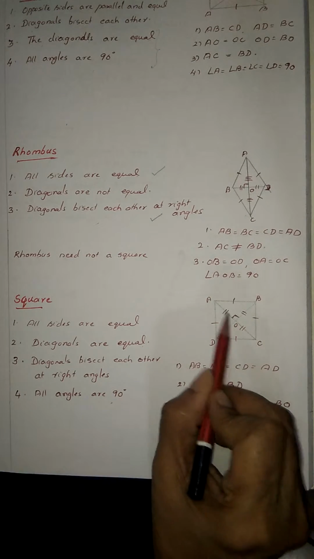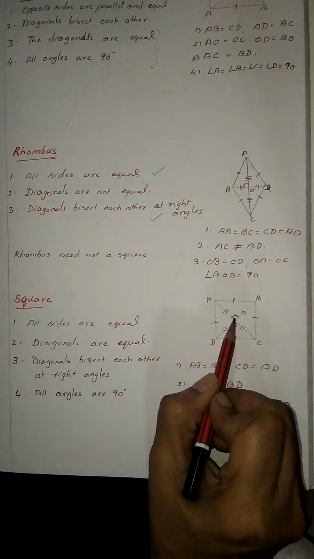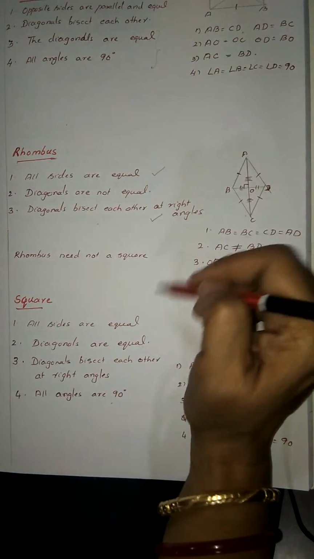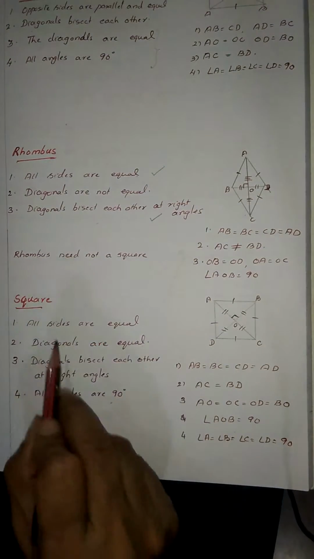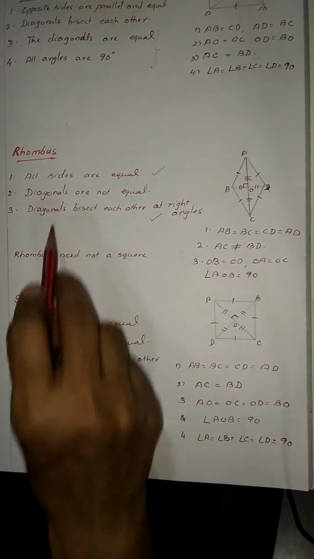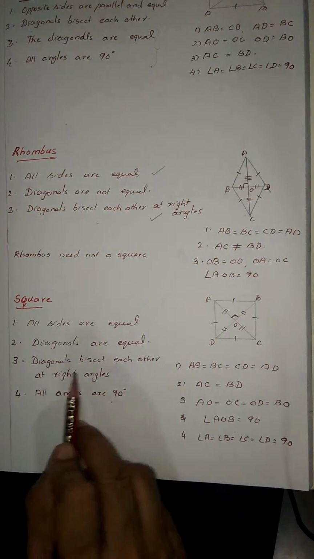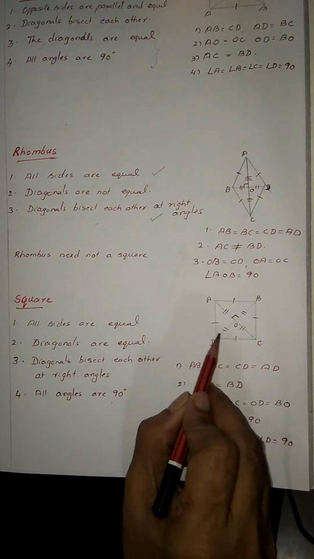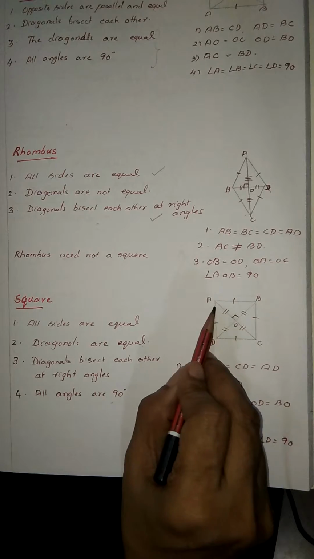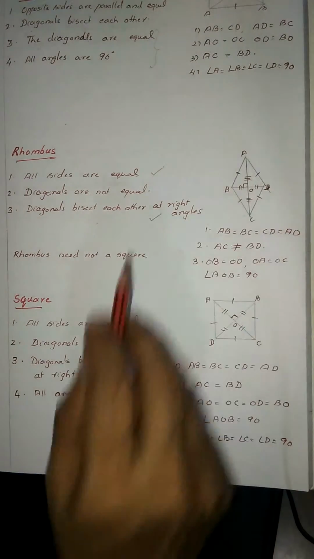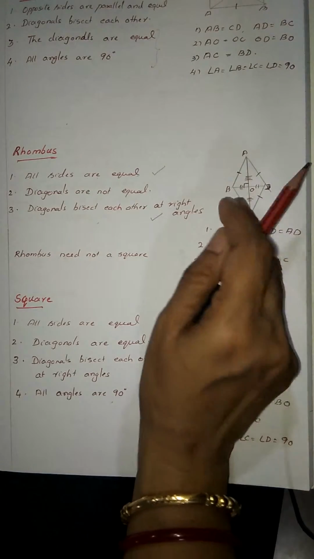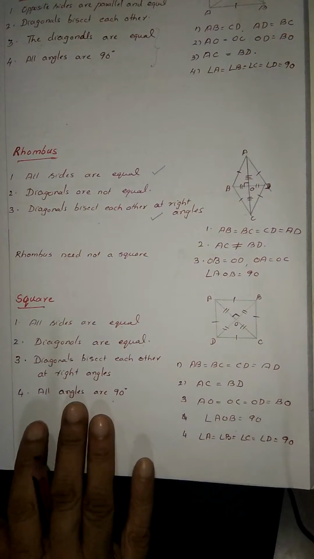So here these diagonals bisect at right angles. In rhombus also the diagonals bisect at right angles. Then what is the difference? All the sides are equal. Here also all the sides are equal. Diagonals bisect each other at right angles is also the same for both. So the difference is the angles here are 90. Here it is not 90, and here the diagonals are equal. Here the diagonals are not equal. That is the difference between rhombus and square.